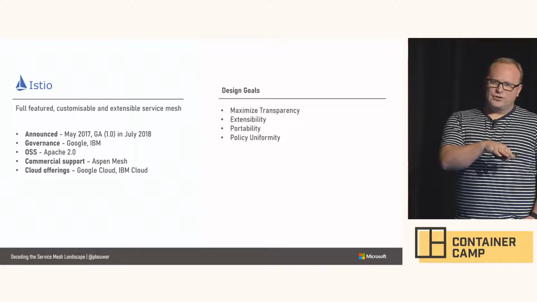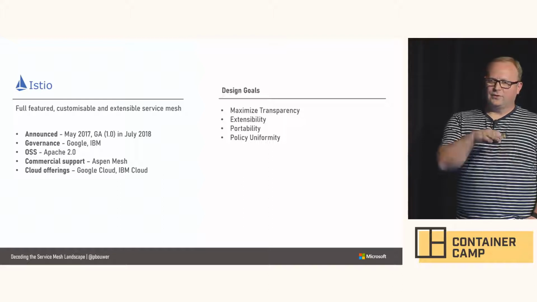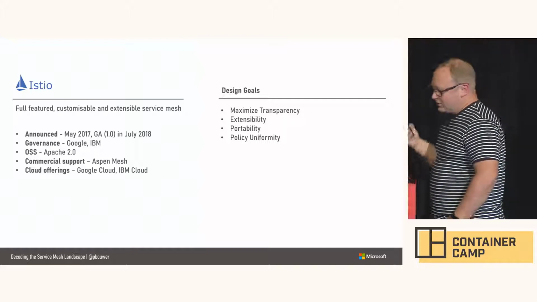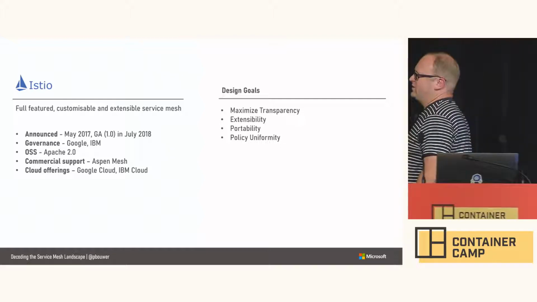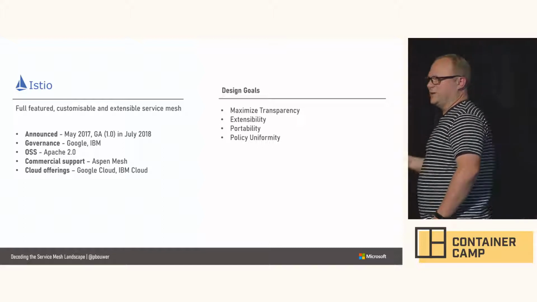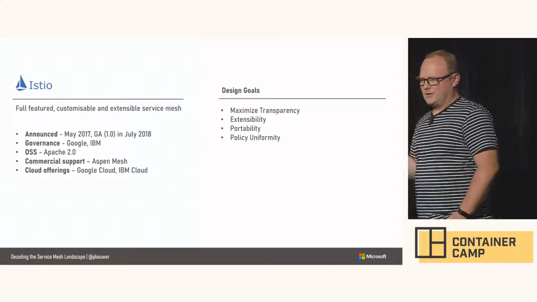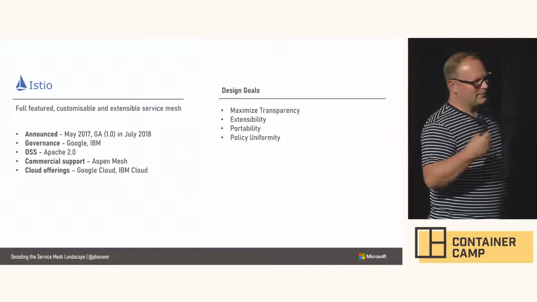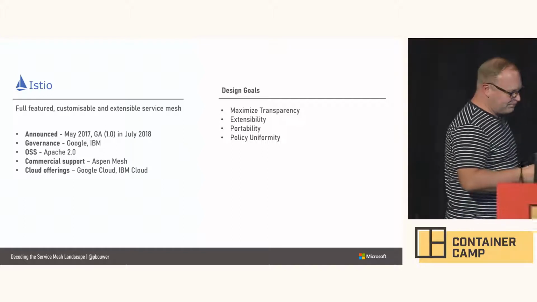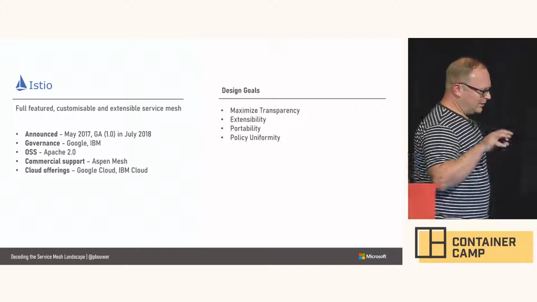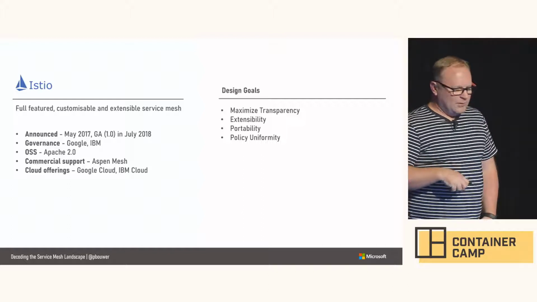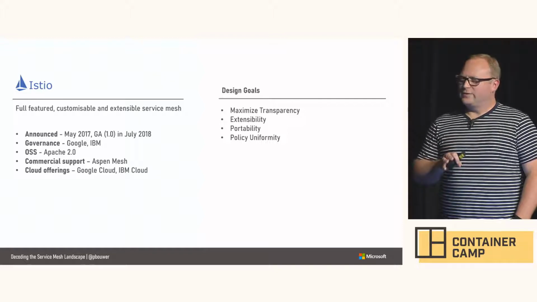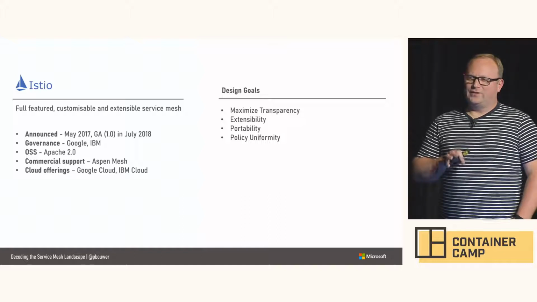There are also managed versions of Istio. In Google Cloud and IBM Cloud, you will see managed versions of Istio, which make it a lot easier for customers in those clouds because you can essentially tick a box and you've got Istio. That doesn't absolve you from actually having to know what's going on, but it makes some of the installation a little bit easier. What I've also done with each of these meshes is put up the design goals of the project, and that tells you where their focus is at the moment.